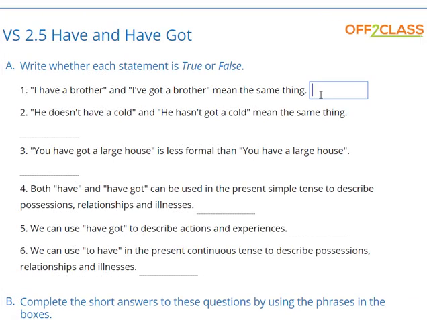Okay, so for this section, I'm gonna go over the homework real quick, just so you have an idea of what to expect. So for the first section, just write whether each statement is true or false. I have a brother and I've got a brother mean the same thing. Is that true or false? Now, if you remember from the beginning of this demo lesson, I gave you the answers, like when do we use have versus have got, right? So do you want me to answer that? Put in the comments what you think it is. You think it's true or do you think it's false?